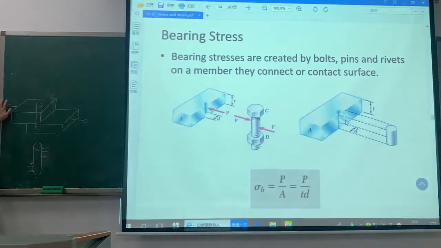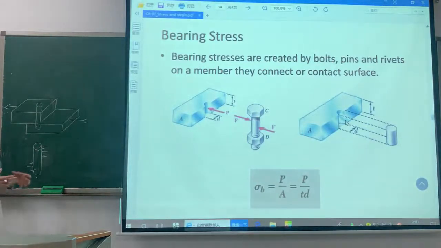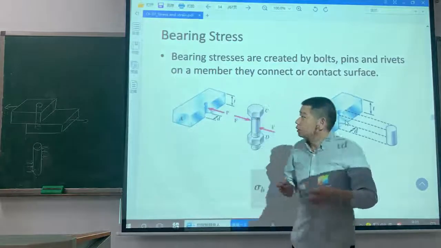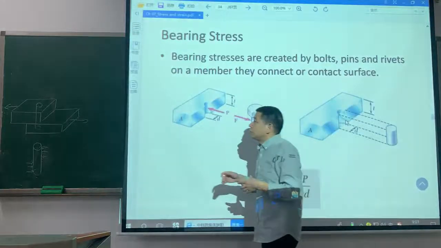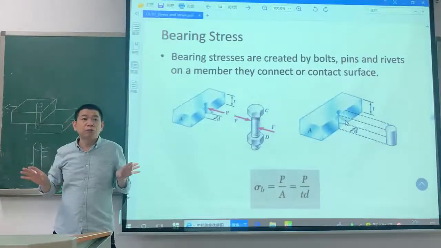If the force is too large, the sigma will deform. The force compresses on the surface. If the deformation is too large, the connection cannot work normally.